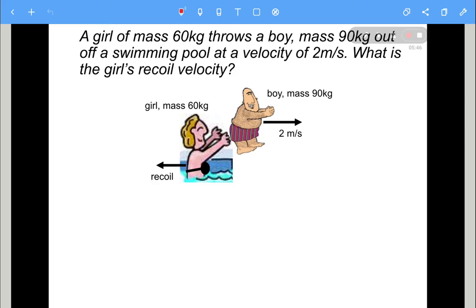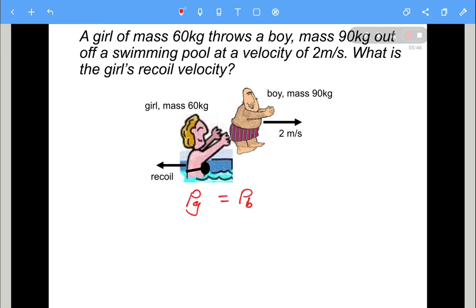A girl of mass 60 kilograms throws a boy of mass 90 kilograms. Whatever boy that size weighs 90 kilos or has got a mass of 90 kilos. I know it looks a bit strange. Out of a swimming pool at a velocity of 2 meters per second. What is the girl's recoil velocity? So we're going to do the momentum of the girl is equal to the momentum of the boy.